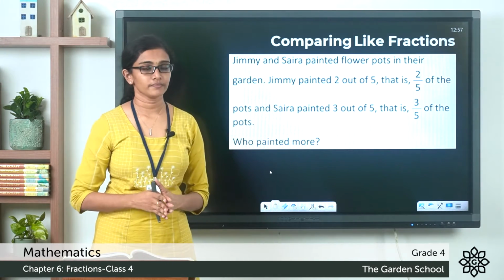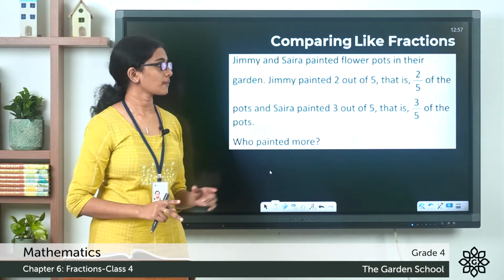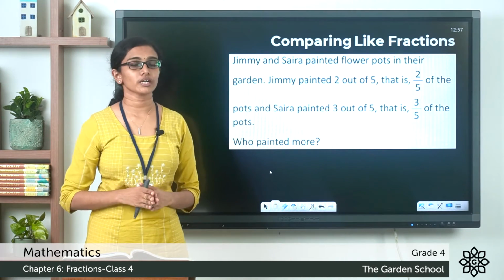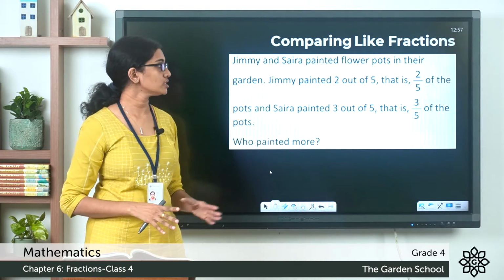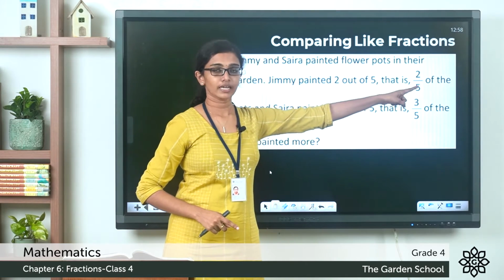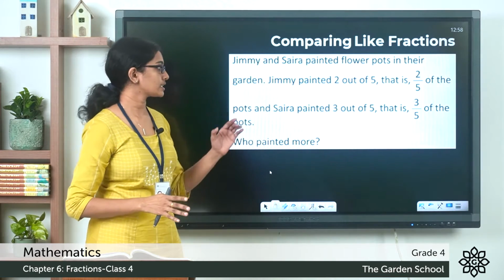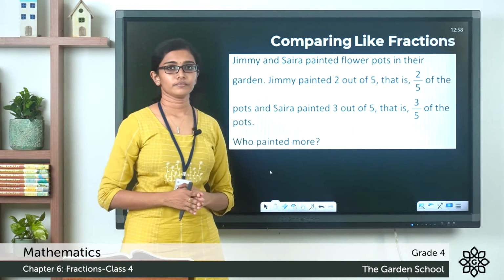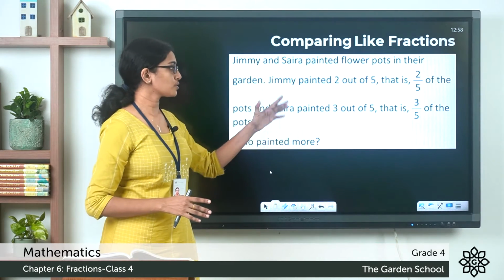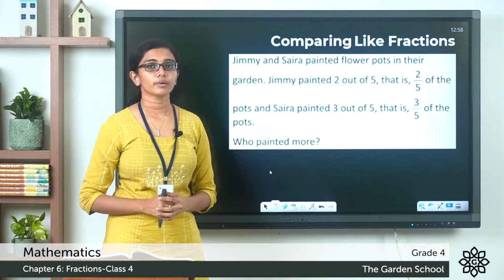Jimmy and Sarah were painting flower pots and there were a total of 5 flower pots. And how many Jimmy painted? Jimmy painted 2 out of this total 5 flower pots. So the fraction of the pots that Jimmy painted is equal to 2 by 5 as given in the question. And the fraction of the flower pots that Sarah painted is equal to 3 by 5, which is 3 flower pots out of the total 5 flower pots. Now you are asked to compare the two fractions and find out who painted more number of flower pots.